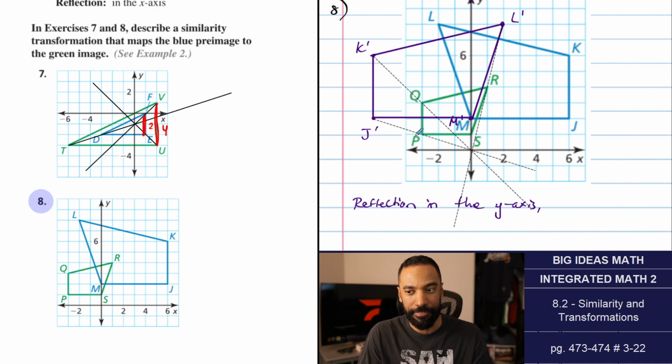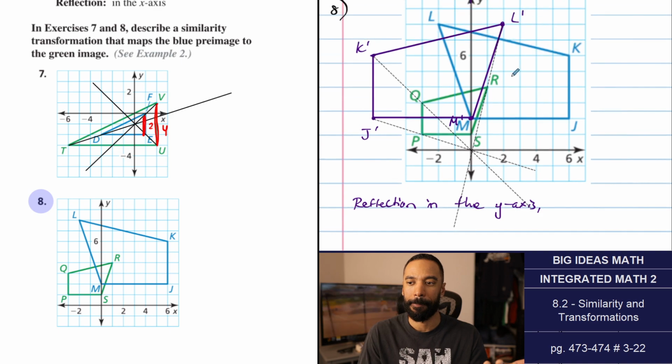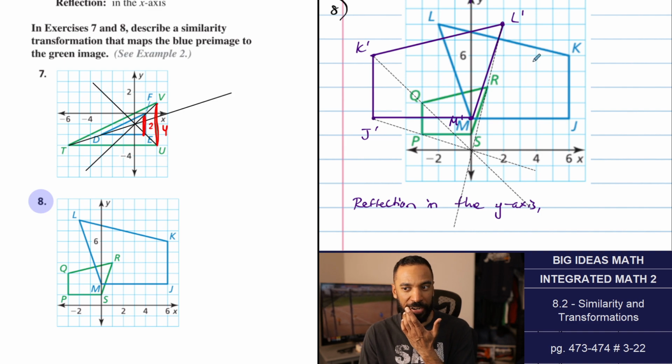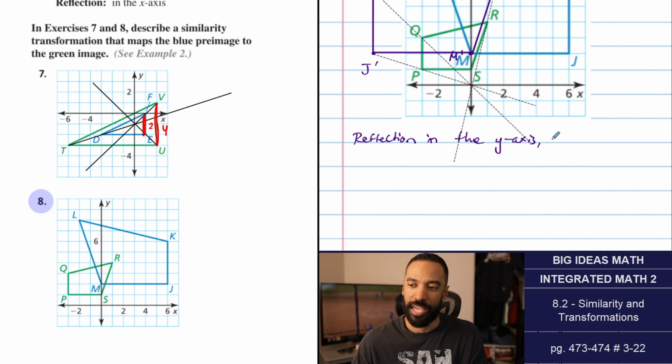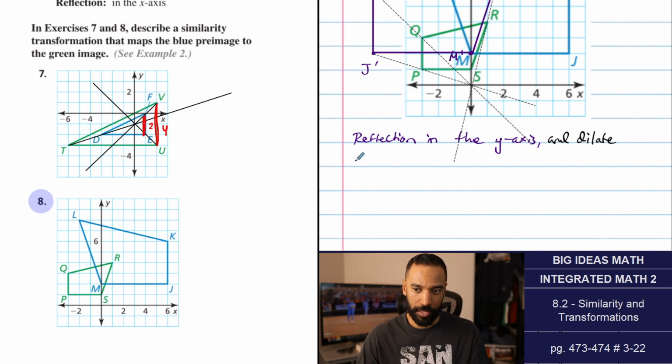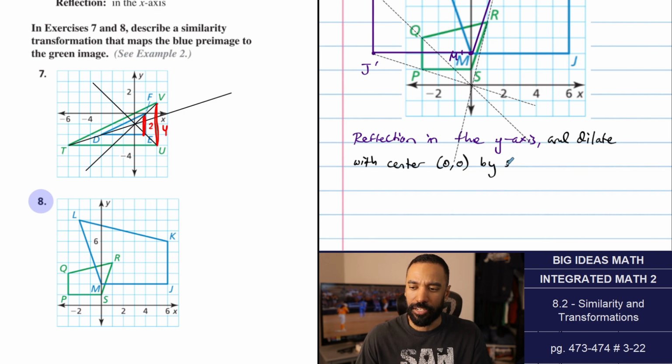Looks like we're going half the distance from before, right? This whole length was 6, now it's 3, things like that. And everything's shrinking to half the size that it was before. And I know it's a very cluttered drawing, but we go one part at a time. So reflection in the y-axis and dilate with center the origin, center 0, 0. I don't know how they say it. By scale factor of 1/2. Now that it's a reduction.